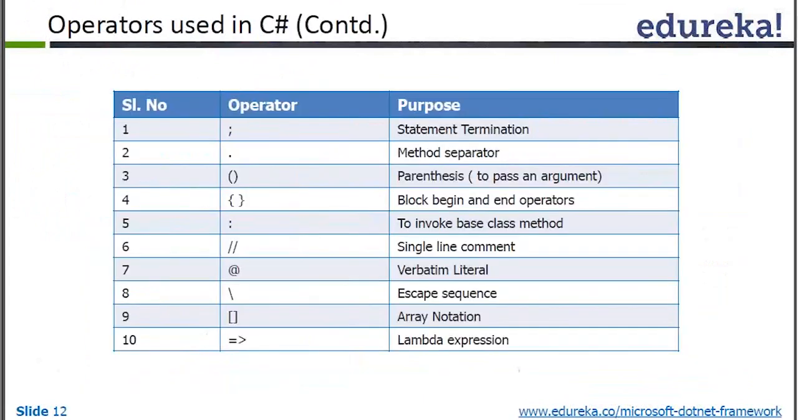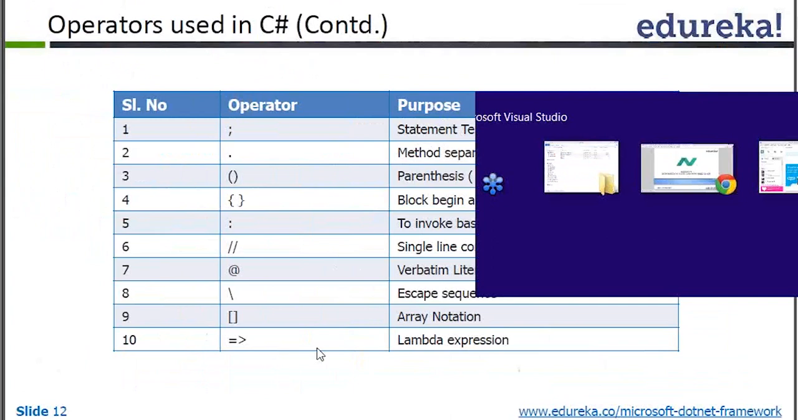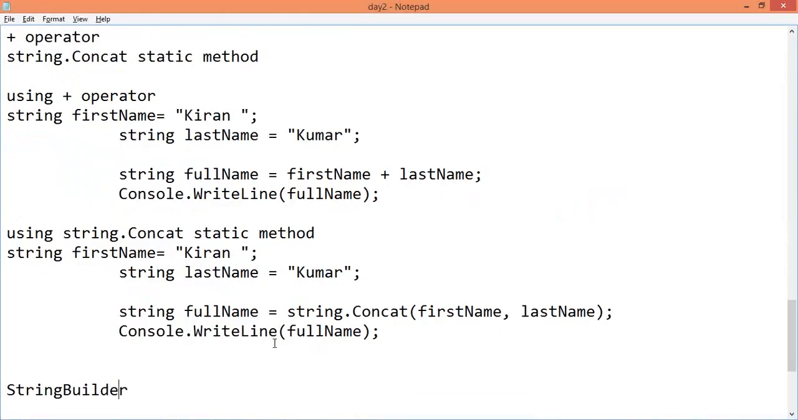There are some keywords and some operators other than these, what we call special characters, which you can use in the program expression to simplify. Like semicolon for statement termination, comma, full stop for member separator, parentheses for arguments, curly braces for block begin and end, colon to invoke base class methods, or you can say inheritance operator, double slash for single line comment, at symbol for verbatim literal, backslash for escape sequence, square brackets for array notation, and equals greater than for lambda expressions. You'll understand them slowly. Now we'll see what is a placeholder.